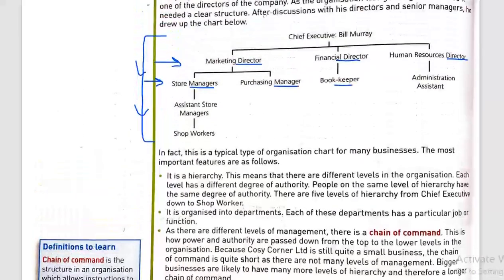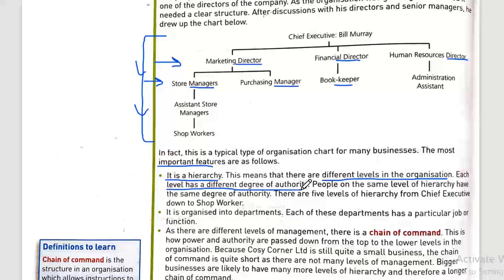So when I look at this organizational chart, I have to understand the most important features over here. The first thing is that it is a hierarchy, which means there are different levels in this organization. So you can see it's like a pyramid going from the highest level all the way to the lowest level. Each level has a different degree of authority. So the director has more authority than the manager, the manager has more authority than the assistant manager, and the assistant manager has more authority than the normal shop workers.